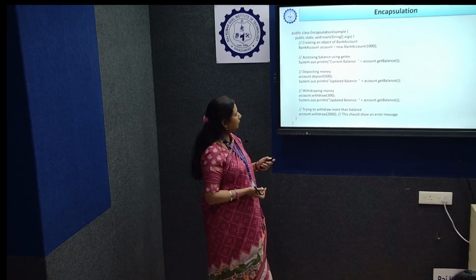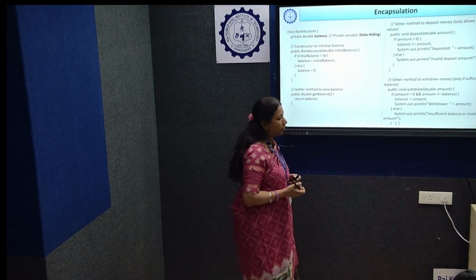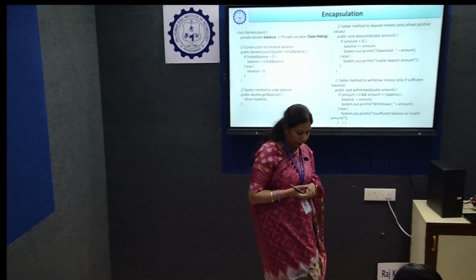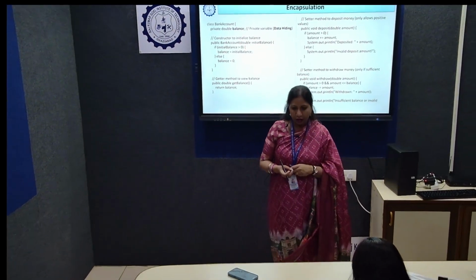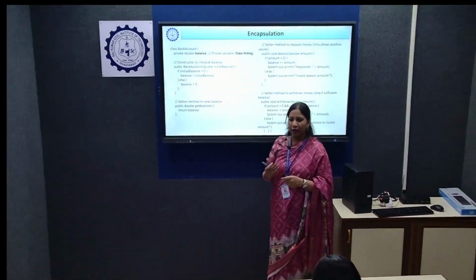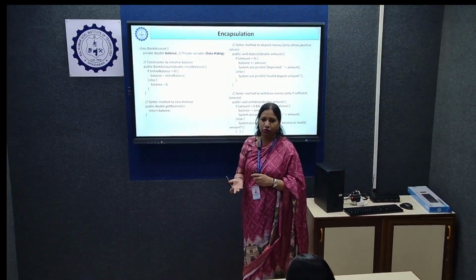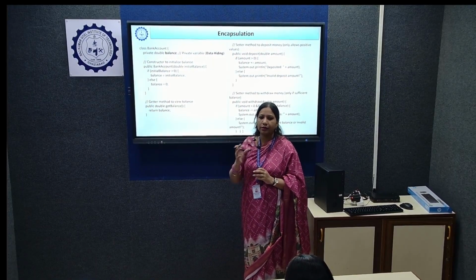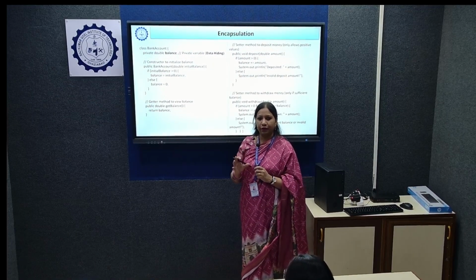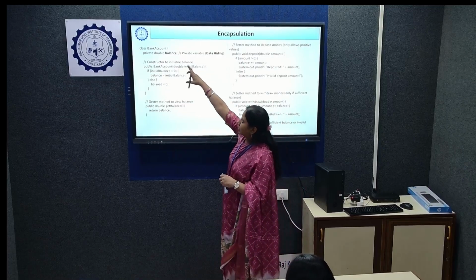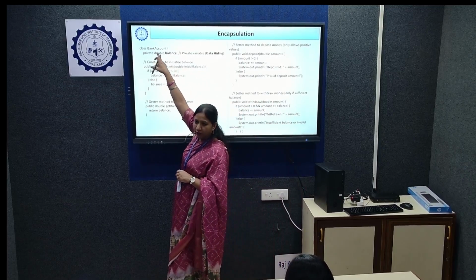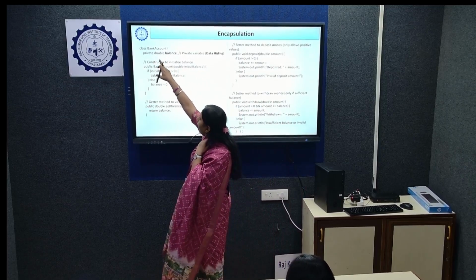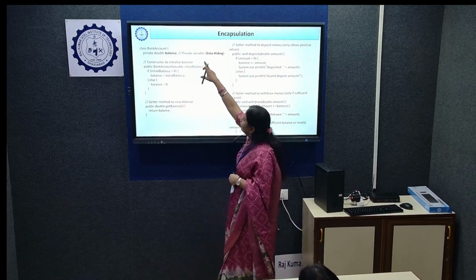Then coming to the example, the very general example we use for Java is a bank account, wherein the salary or bank balance we don't want to disclose or show anybody. So that bank balance part is made a private variable. So we have created a class BankAccount, with private double balance. So this is a private variable.